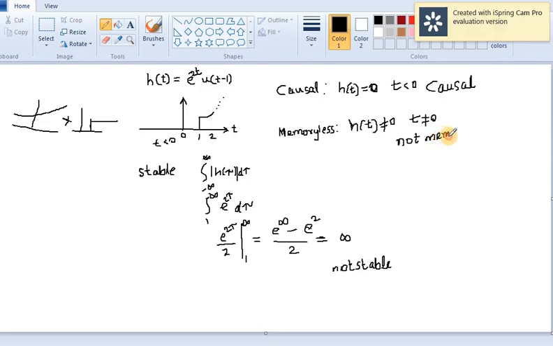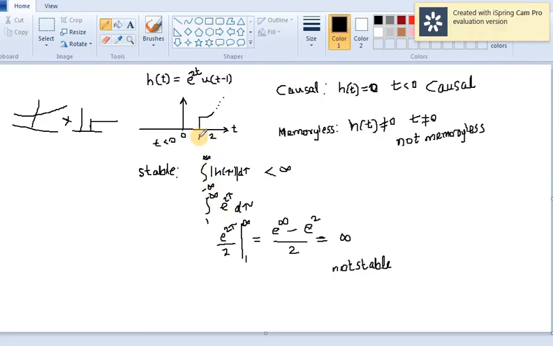The system is not memoryless. It is with memory. And the next thing is regarding the checking of stability. The system is said to be stable if the integration, as it is a continuous signal, we need to take the integration from minus infinity to plus infinity, h of tau d tau. If it works out to be less than infinity, then the system is said to be stable. Otherwise, it is unstable.